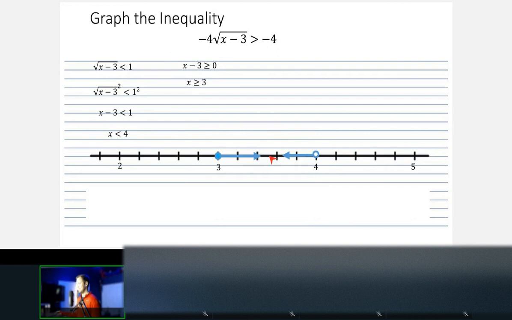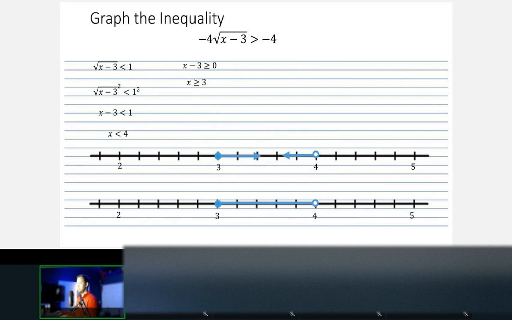Well, remember, this is "and." So that means this solution is only valid for anything that's in between those 2 points, and also including that left point. So the final graph looks like this.